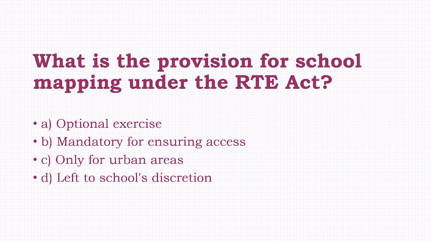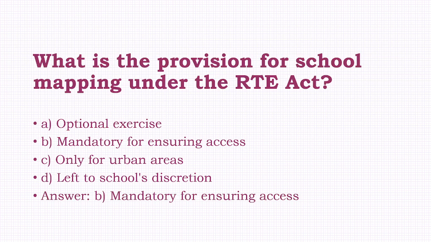What is the provision for school mapping under the RTE Act? Options: optional exercise, mandatory for ensuring access, only for urban areas, left to school's discretion. Answer of this question is option B, that is mandatory for ensuring access.